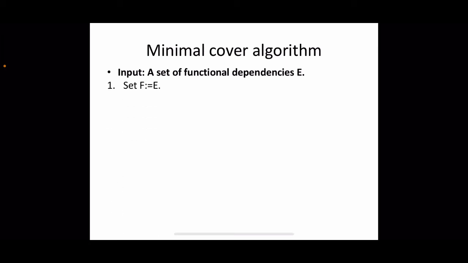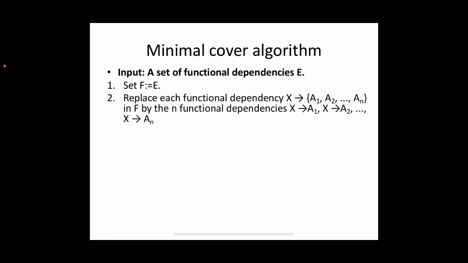So first step is we will initialize this F. F is our minimal cover. The initial value will be the E itself, the original dependency set itself. Then replace each functional dependency of the form X determines A1, A2, etc. An in F by the n functional dependencies X determines A1, X determines A2 up to X determines An.